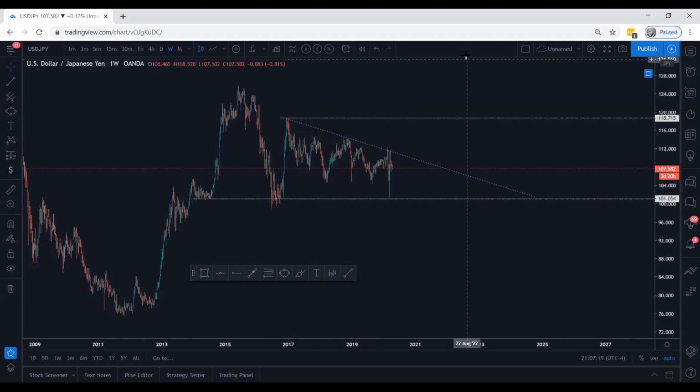Just being able to identify those areas and those impulses and corrections and continuations will be super helpful. So even here, you had an impulse, correction, continuation, correction, continuation, correction, continuation. So even as far back as there, you can see where price reversed here. We had an ascending channel, which then put us in our overall downtrend.